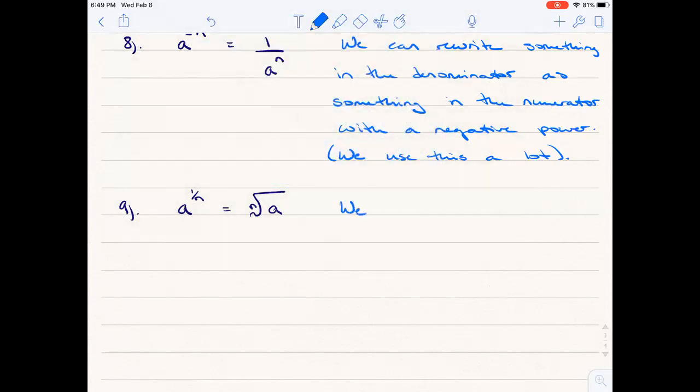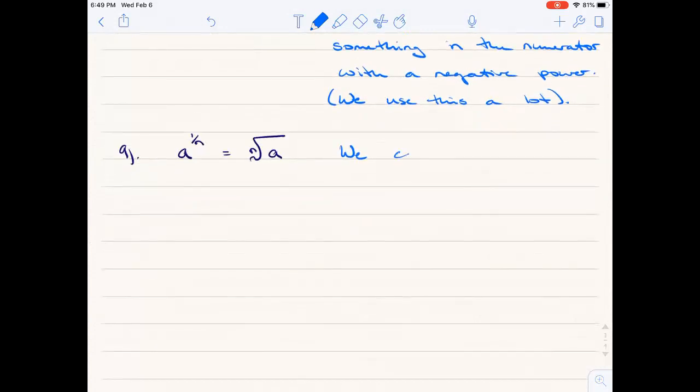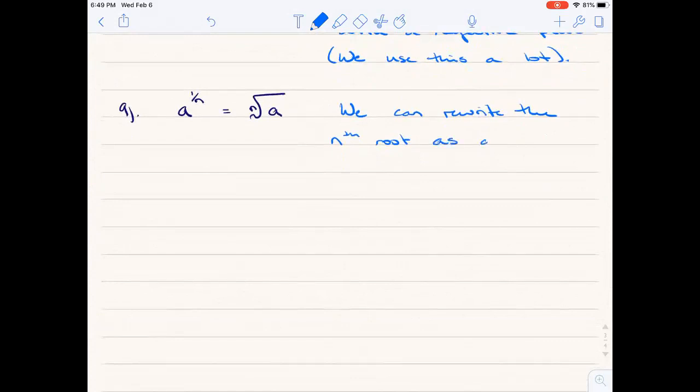So here, I'll just say we can rewrite the nth root as a power if needed. So whenever you have a root like that, in your calculations it'll be easier if you just convert the root to 1 over n as the power.